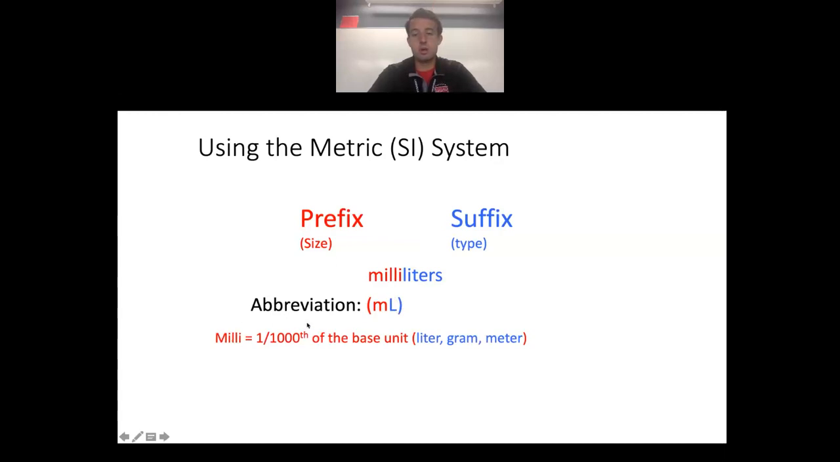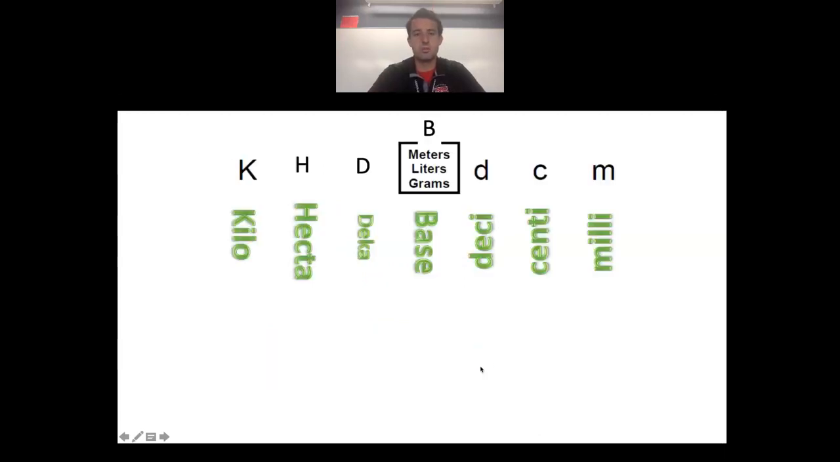Here's some more information about how big a milli is. We'll get into that in more detail in a bit. Liter is the base unit for volume. And then I said that the abbreviation uses the first letter of the prefix and the suffix. So I would definitely write this down. Know that the metric system is made up of a prefix and a suffix. Prefix tells you the size, suffix tells you the type, and then the abbreviation is the first letter of each.